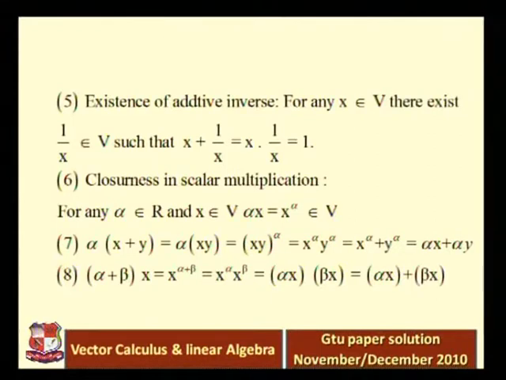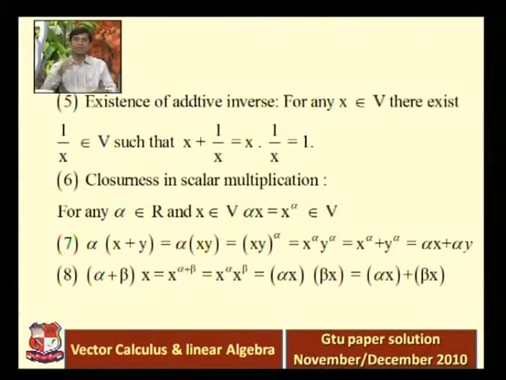1 upon x is also a positive real number, clearly. Okay, for any positive real number x belongs to V, 1 upon x is also a positive real number.